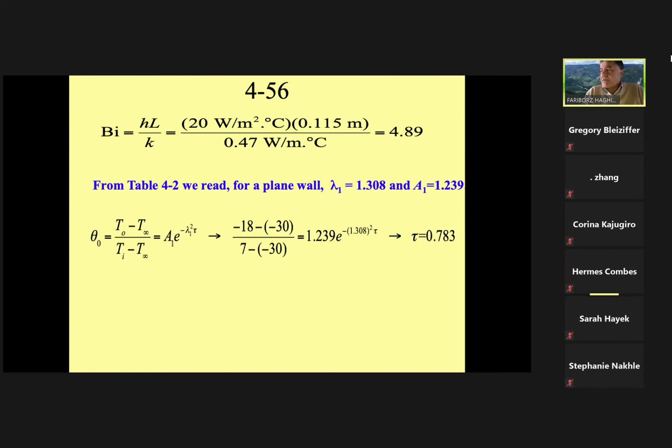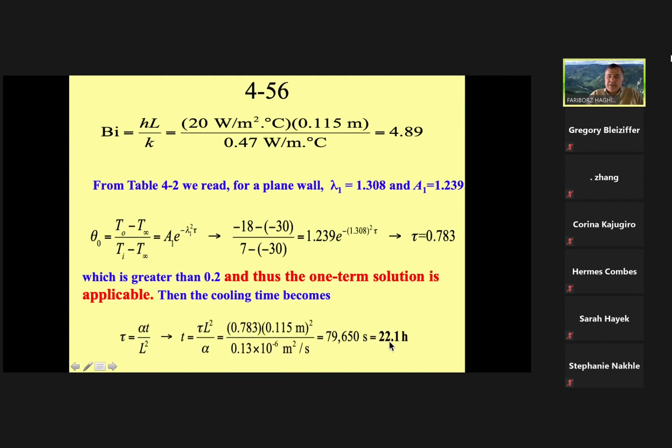How about the rest? Any question? Okay. Therefore, you find that the number is okay, so your assumption that you want to use this equation is correct. From here, you have the Fourier number, which is alpha t, time, divided by L squared, and then you calculate this value. You find it's almost 22 hours, 0.1.